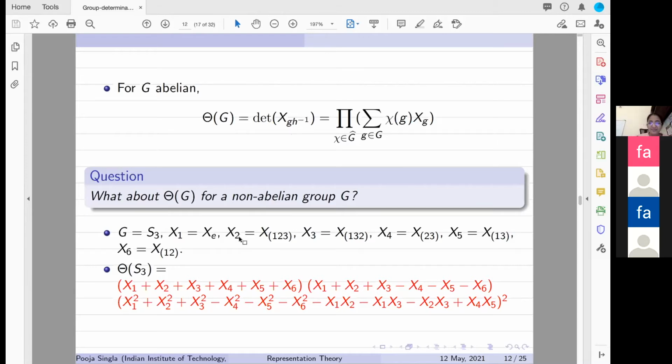For S3, both these things failed. So I got some non-linear polynomials here. This is non-linear because I see x1 squared, x2 squared, so it's a degree 2 polynomial. And we also saw a repetition of this polynomial in the decomposition. So this has a 2 here. This polynomial occurs with multiplicity 2 in the decomposition of the group determinant. That's another way of saying it. So both of these failed.